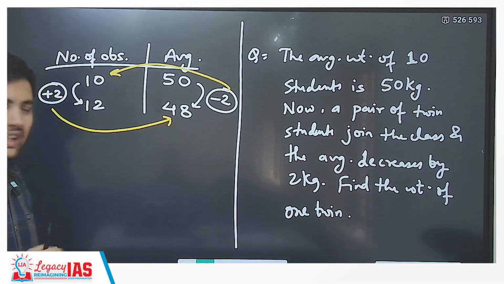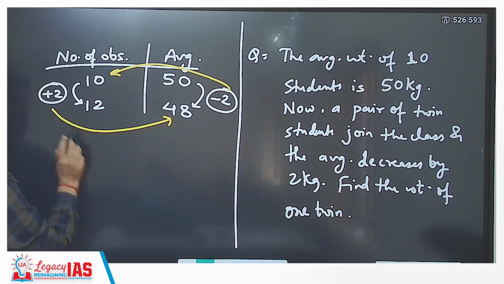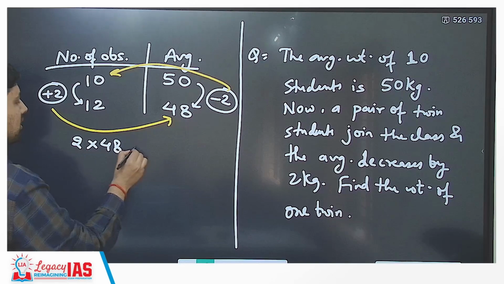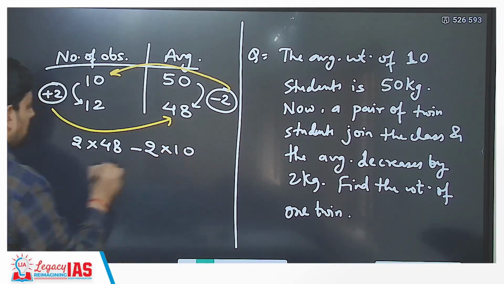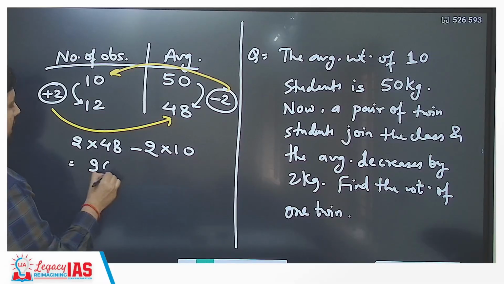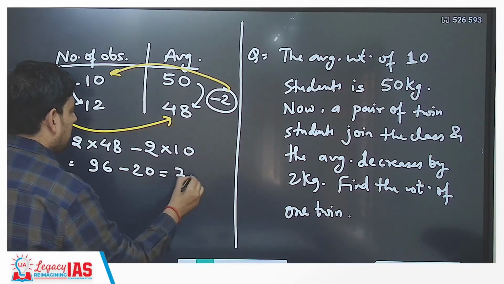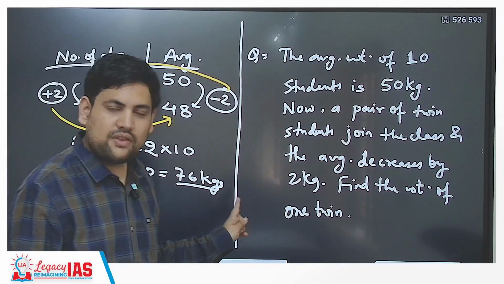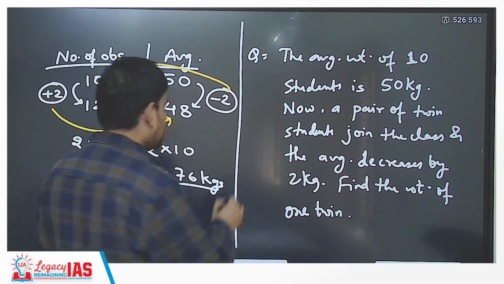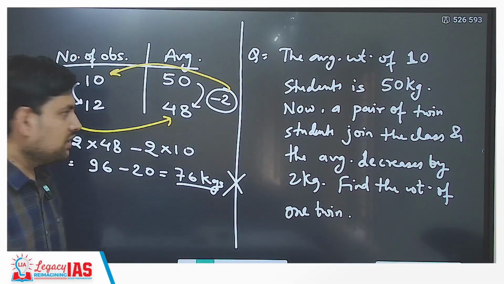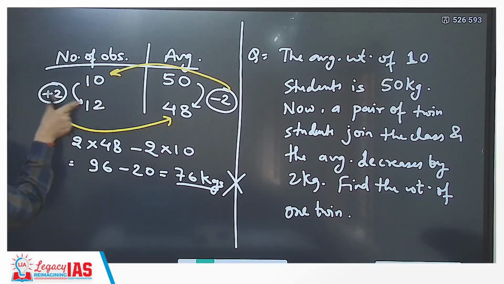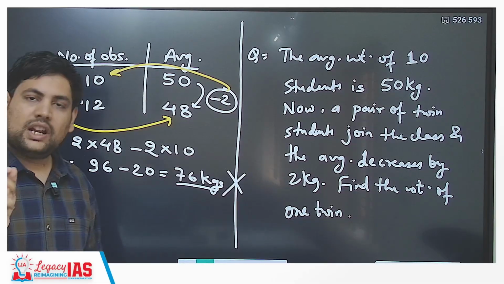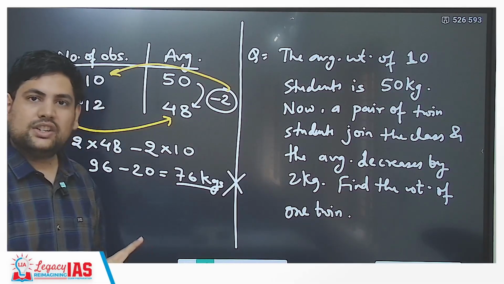You'll understand what you will get from this. So let's do it as we used to do. So 2 into 48, then minus 2 into 10. What you got? 48 into 2 is 96. 96 minus 20, you got it as 76 kg. Now is 76 kg the weight of one twin? No. If you mark this, it will be wrong. Why? Because you are actually getting whatever is the difference because of these two observations together. There you only had one observation, one thing changing, that is just one new student or the one teacher was included, excluded.